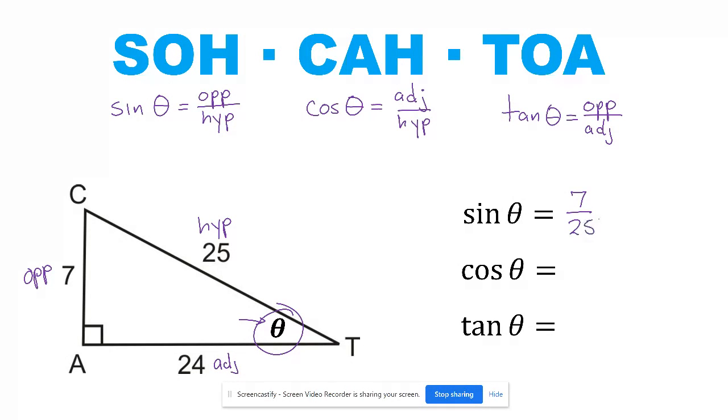And if you wanted to, you could make that into a decimal. 7 over 25 becomes 0.28. Cosine of that angle is the adjacent over the hypotenuse, so that's 24 over 25.